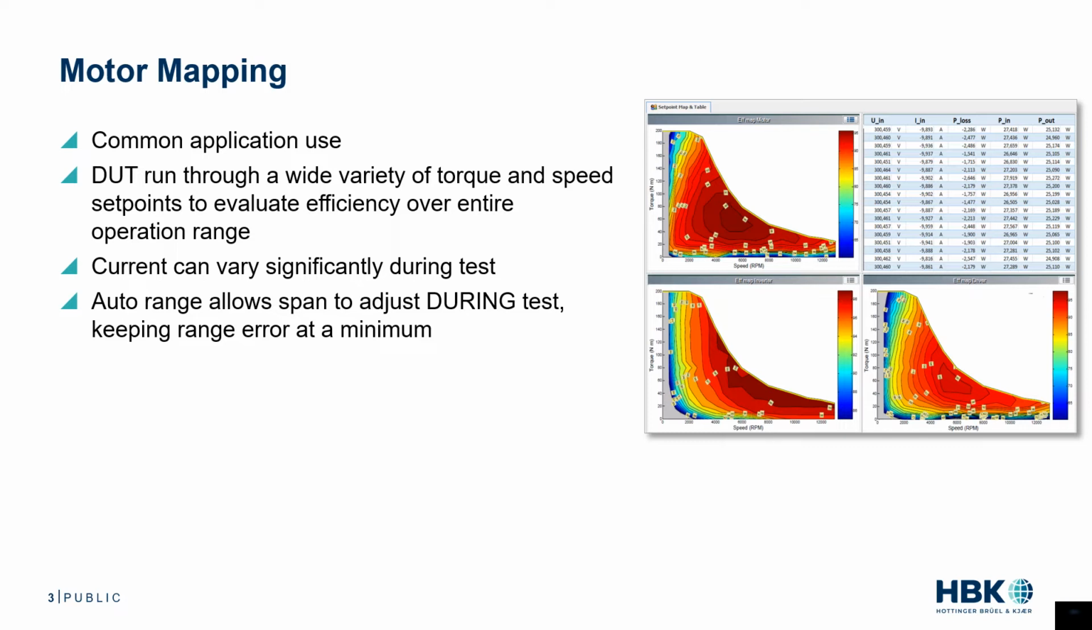Having auto range active for these types of tests means that the power module can adjust the span of the current channels while the test is in process. This keeps the power analyzer operating at the optimal range throughout the test, allowing the operator to maintain accuracy.